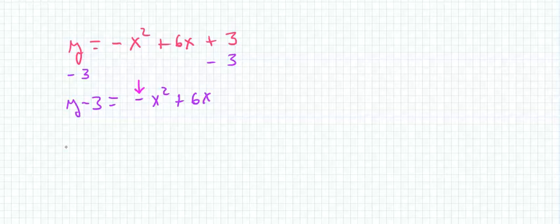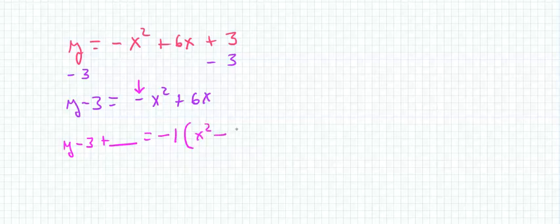What we're going to do is we are going to factor out a negative 1. Negative 1 times x squared, and negative 1 times negative 6 is positive 6. All right? It's a little bit different than before. Before we divided, we will not be dividing. We're going to factor out this coefficient.